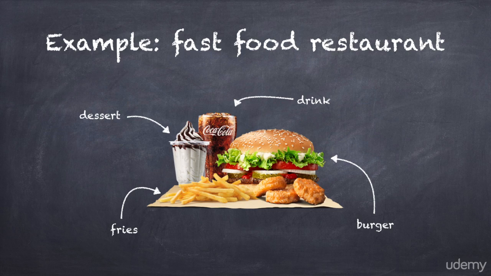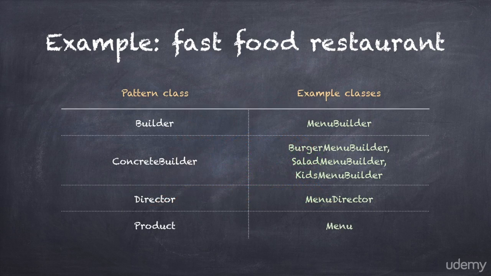Finally, there's a director class that's responsible for assembling the components of a menu: a burger or salad, fries, a dessert, and optionally a toy for kids. So I am going to implement the pattern with the following classes.